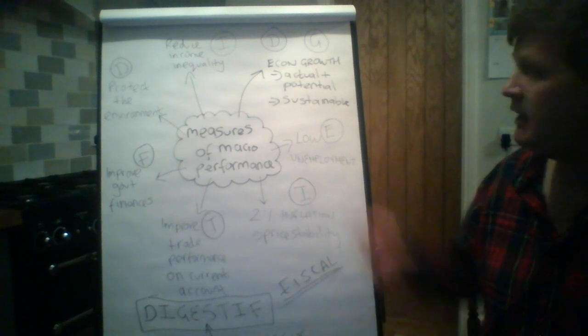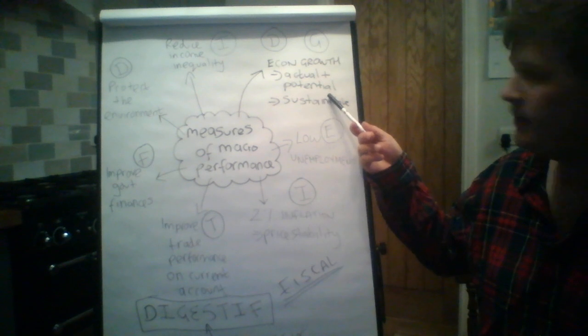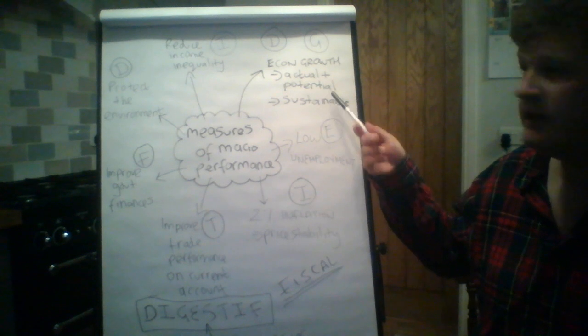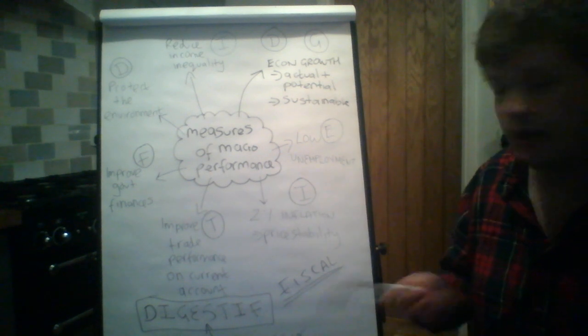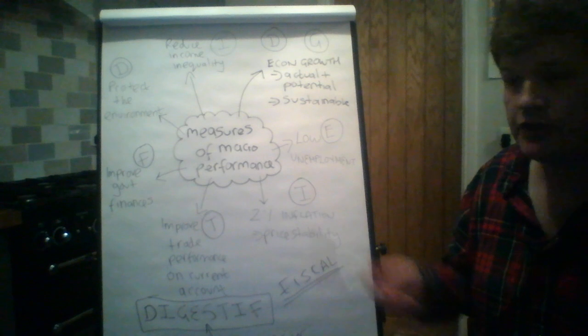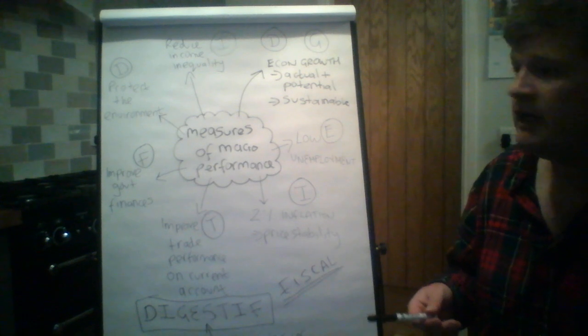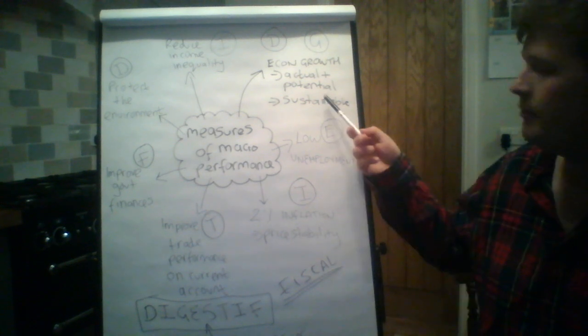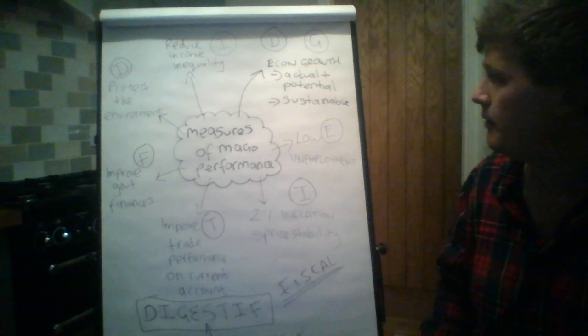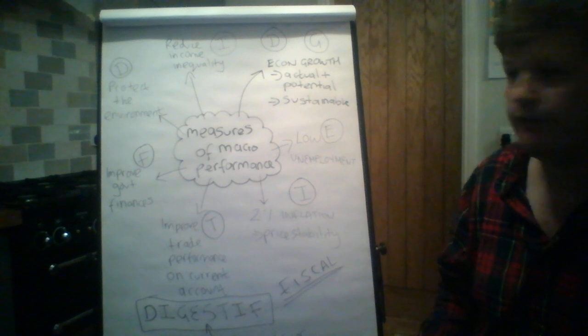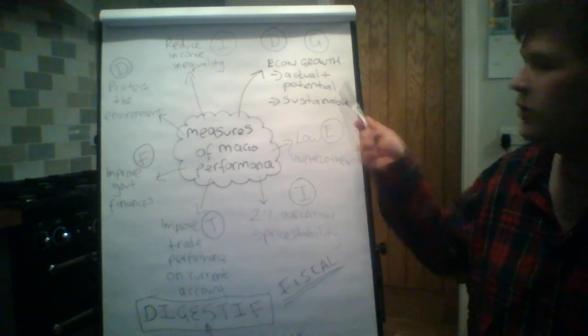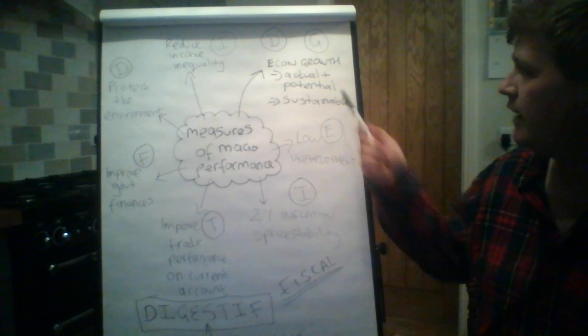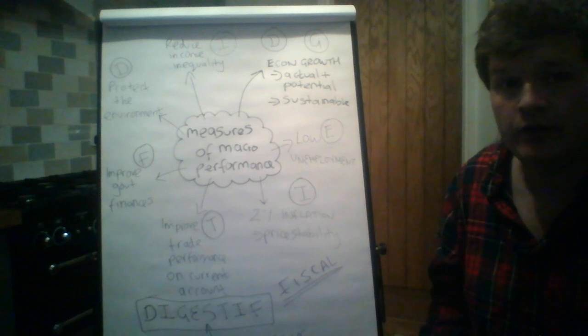Growth also benefits the government because if more people are working, you've got more people contributing income taxes, national insurance contributions, you've got more consumers buying output, which means you've got more VAT money coming into the government, and because firms are making more profit, there's more corporate and business taxes coming into the government's finances too.